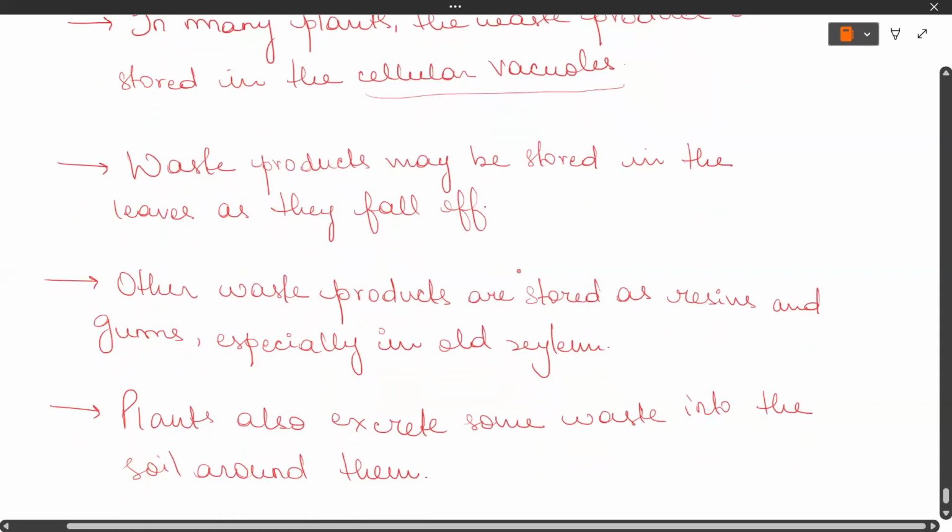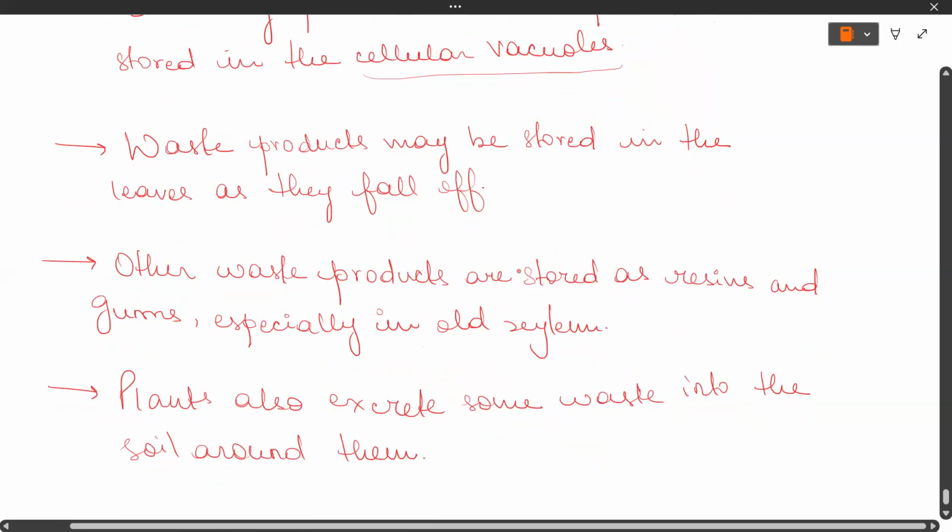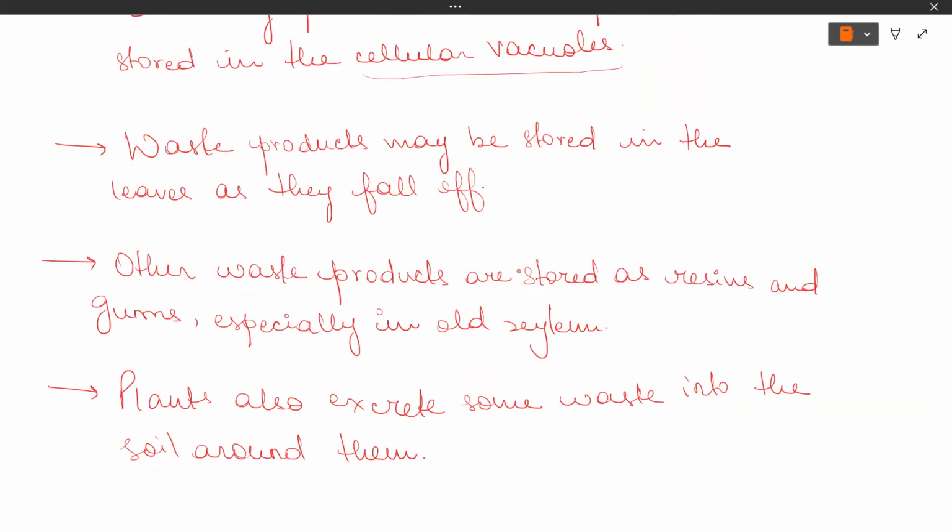Now, the waste products may be stored in the leaves as they fall off. So what happens? Obviously, the leaves of the plants have to fall. So what they do is accumulate the waste products in the leaf, and when they fall off, the plants get rid of the waste product also. This is another mechanism.